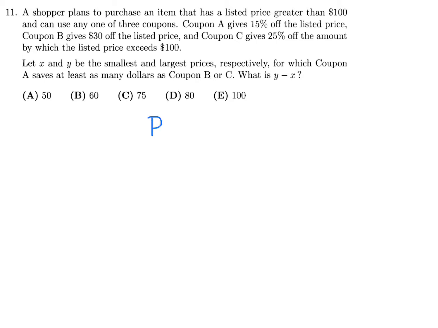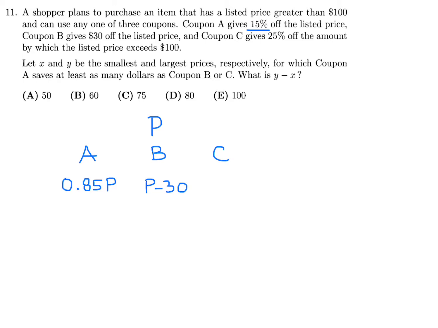I'll let the price be P, since I don't know what the price is. And let's talk about the three coupons A, B, and C. The first coupon gives 15% off the listed price, so what I'm going to be paying is 0.85P. The second coupon gives $30 off the listed price, so what I will be paying is P minus 30.